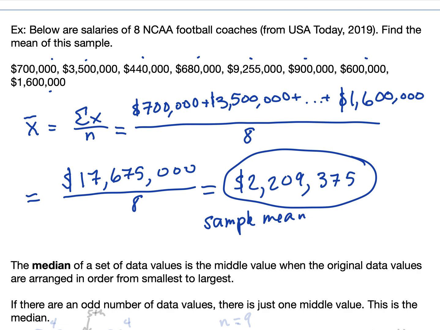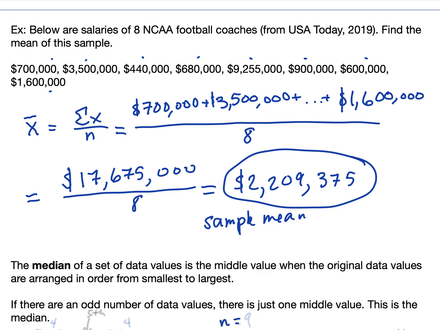Now let's talk about another measure of center called the median. The median of a set of data values is the middle value when the original data values are arranged in order from smallest to largest. So if there are an odd number of data values, there's just one value in the middle, and that's the median. So in the first example, we've got 1, 2, 3, 4, 5, 6, 7, 8, 9.